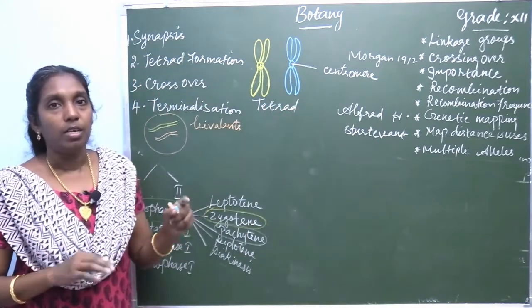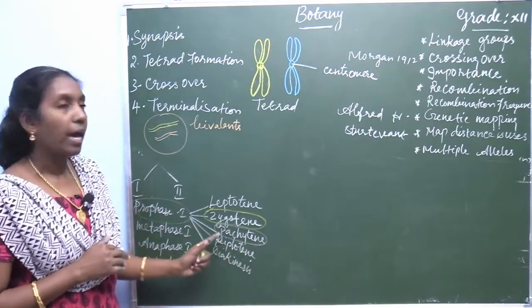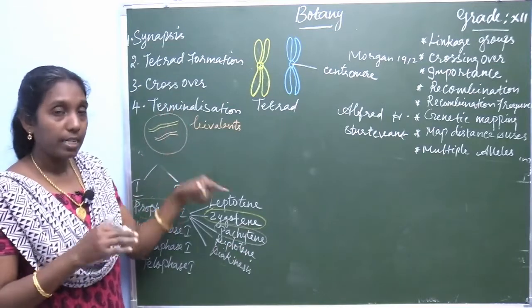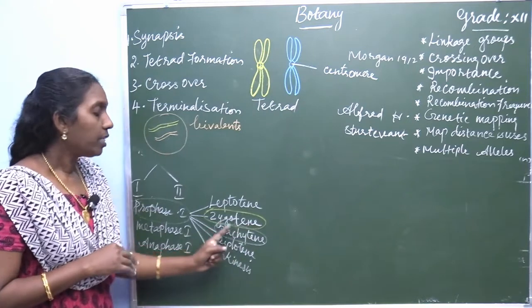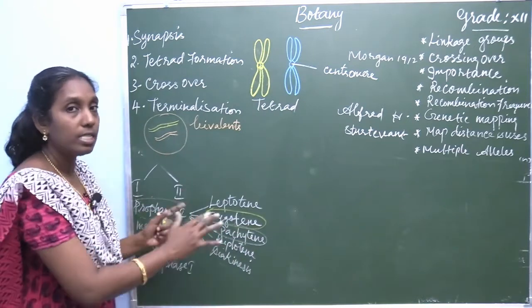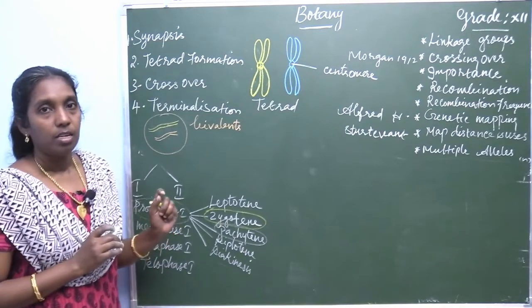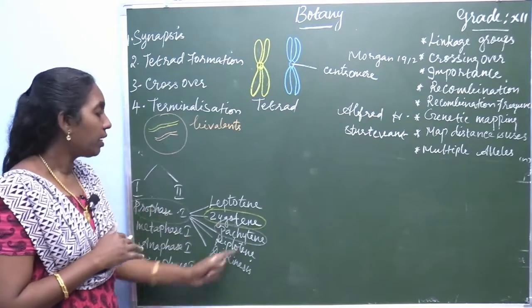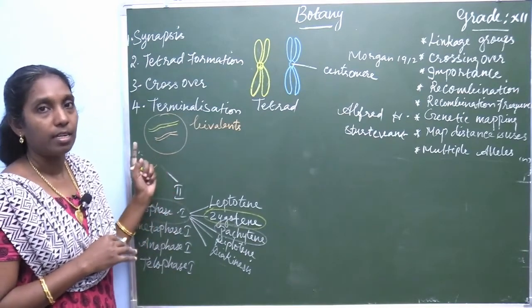Tetrad formation occurs at the Pachytene stage. Crossing over takes place at the Pachytene stage, and the bivalents are formed at the Zygotene stage. All these stages are in Prophase I of meiosis. I hope you remember what you learned about meiotic division in the previous class, that is, 11th standard.